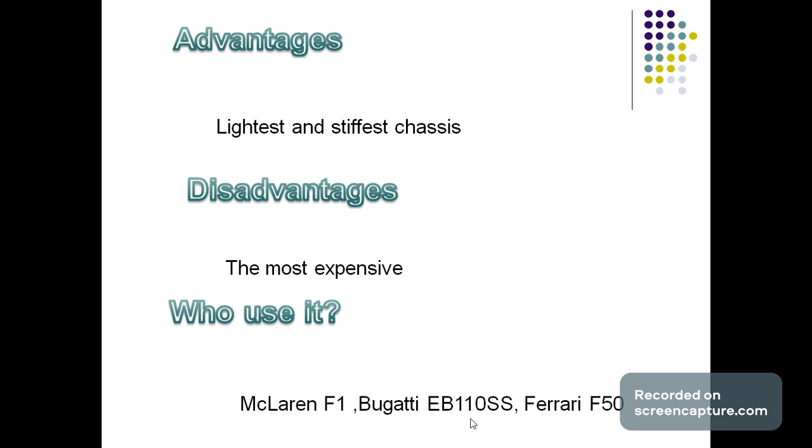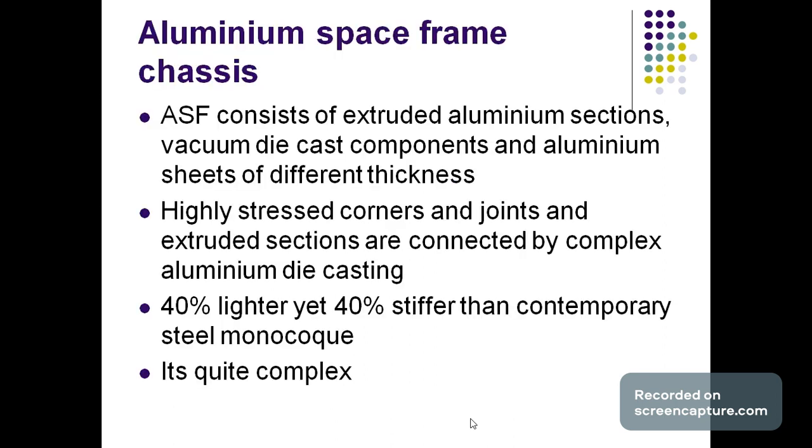The next type of chassis is the aluminum frame chassis. ASF consists of extruded aluminum sections, vacuum die cast components, and aluminum sheet of different thicknesses. Highly stressed corners and joints and extruded sections are connected by complex aluminum die castings. It is 40% lighter and 40% stiffer than the complementary steel monocoque. It is quite complex.